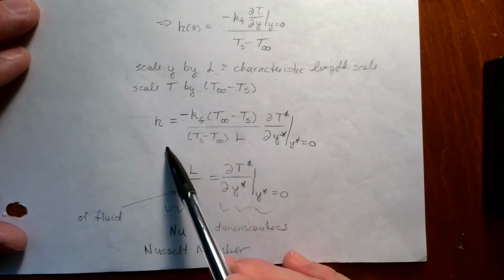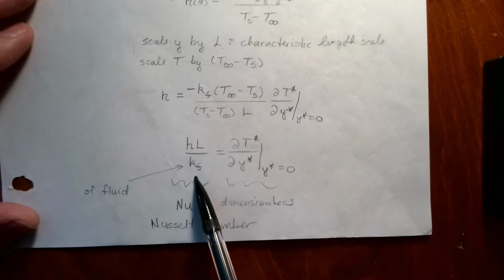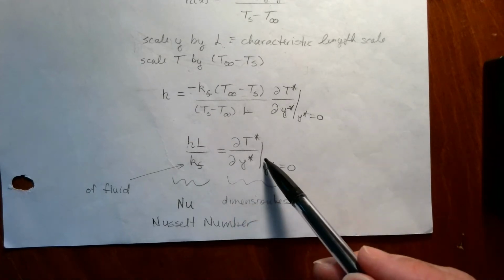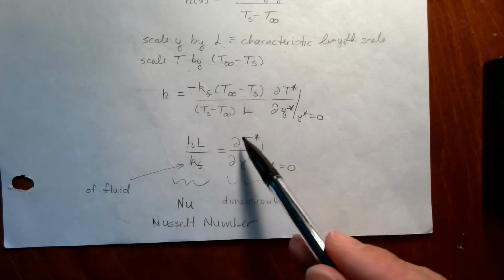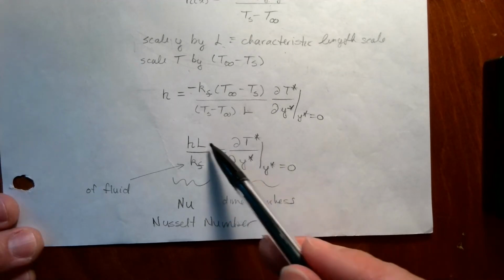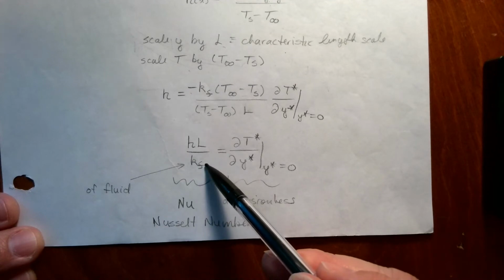Right, now let's take the k fluid to the other side and take the L to the other side. You end up with hL over k of the fluid is equal to the dimensionless temperature gradient on the surface. So this has no units. This then therefore cannot have any units. This is the Nusselt number, hL over k of the fluid.